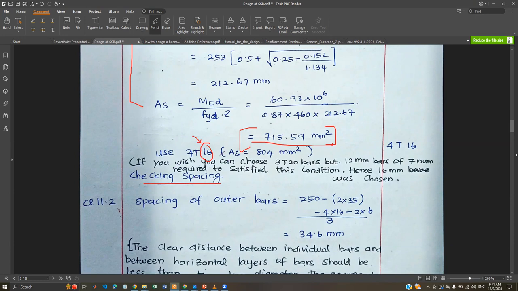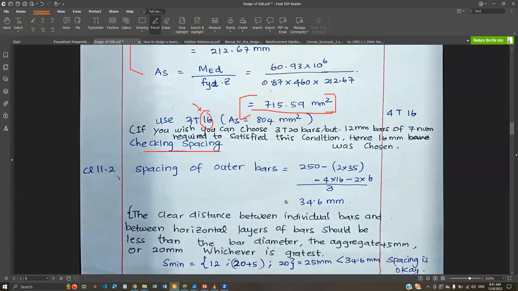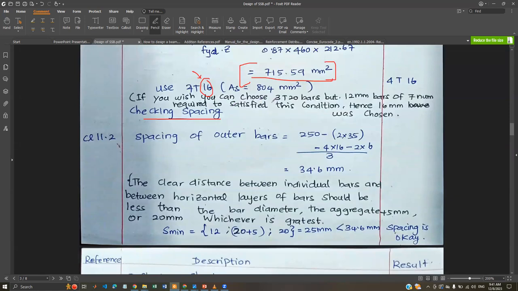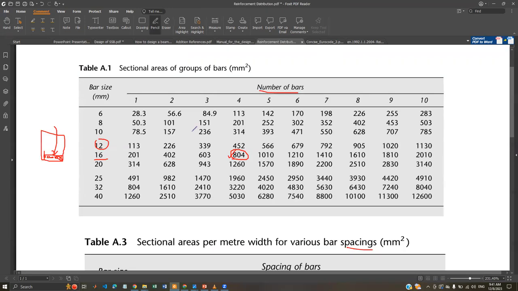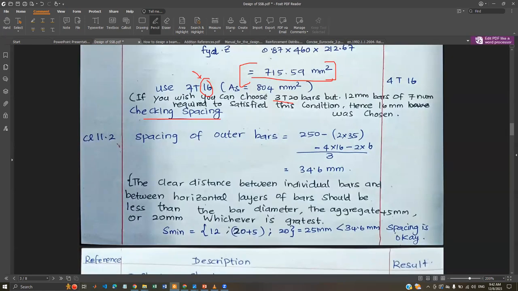So I just assume 16 millimeter. You could even choose 3T20, it is up to you. But mostly we go with the next size. Let's say if you assume 10 millimeter and it comes to 9 numbers of bar, then we go to 12 or 16, something like that. We do that because of economical considerations. It is up to you, but don't jump from 12 to 20. Just go to the next size and check whether it satisfies your condition or not.